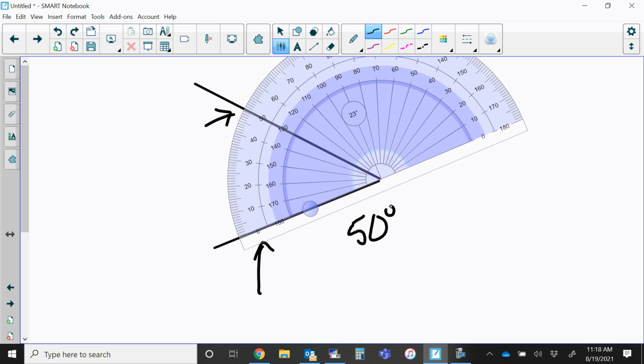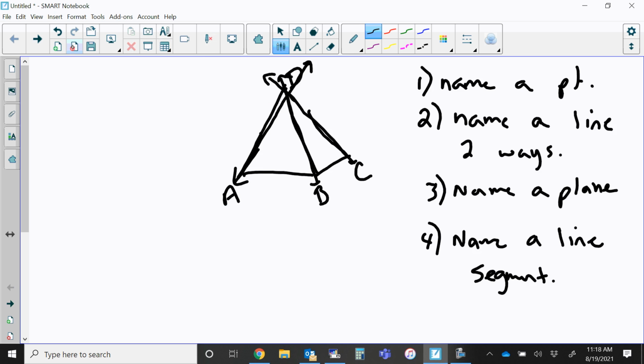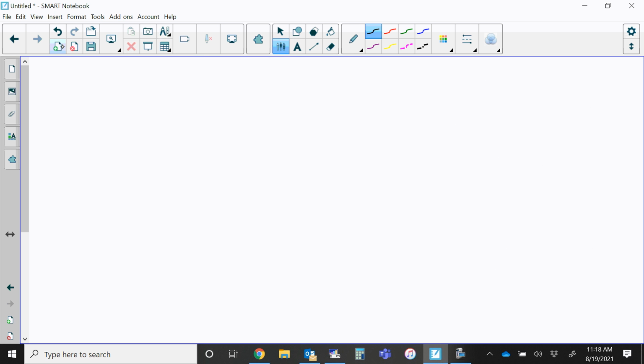Does that make sense? If I asked you to draw an angle, what if I asked you to draw a 50-degree angle, or a 42, let's do a 42-degree angle. What do you think you're going to start off with on your paper? And how are you going to draw that line?